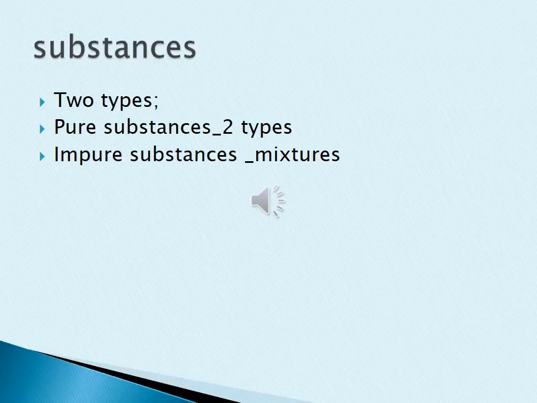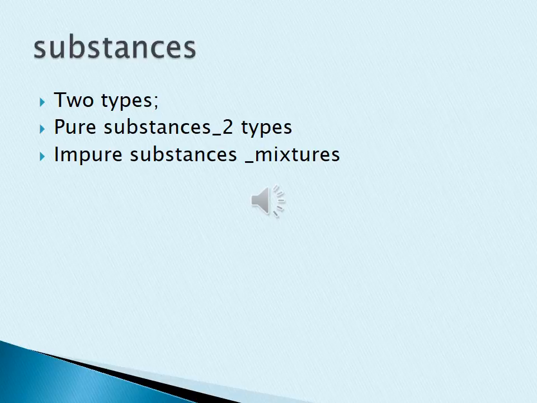Now will you listen here? You look at the chart, children. It is on page number 25. Substances: pure substances and impure substances. Pure substances are elements and compounds. They have definite characteristic properties, so they are examples of pure substances.